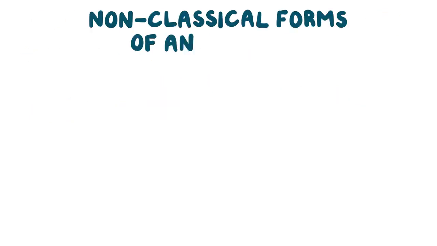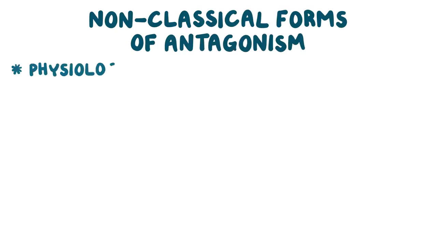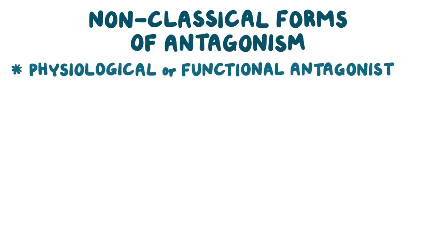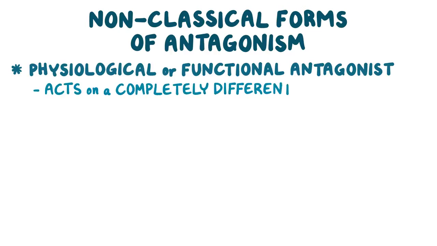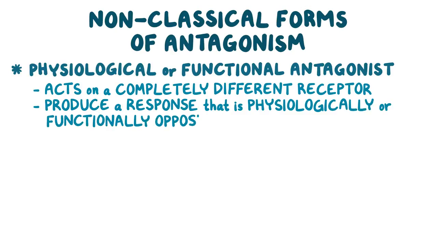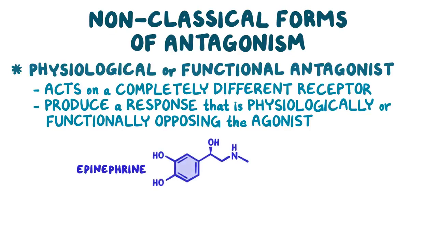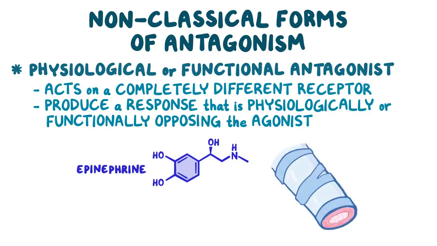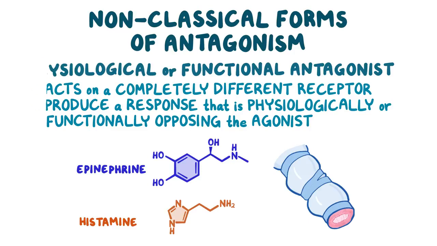Alright, let's switch it up again and talk about other not so classical forms of antagonism, which include physiological or functional antagonism, where the antagonist acts at a completely different receptor, producing a response that is physiologically or functionally opposing the agonist, meaning that they cancel each other out. A typical example would be epinephrine, which acts on beta 2 adrenoreceptors on bronchial smooth muscle, causing them to relax, and antagonizes histamine, which binds to H1 histamine receptors, causing bronchoconstriction.